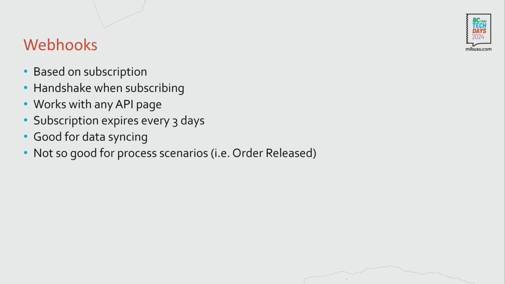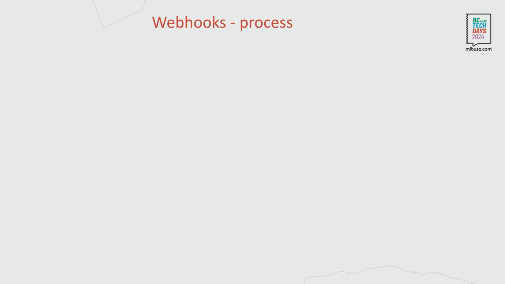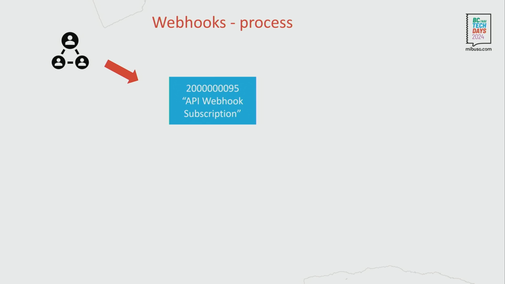In other words, this external system needs to have some solution, whether it is cron jobs or whatever, that will every 3 days send a request to refresh the subscription. And as you can see, these webhooks are based on every data change. So once data is changed, we will just notify the external system. If we go a bit deeper to see how this actually works inside Business Central, once the external system establishes a subscription with Business Central, in the system table API webhook subscription a record will be created.